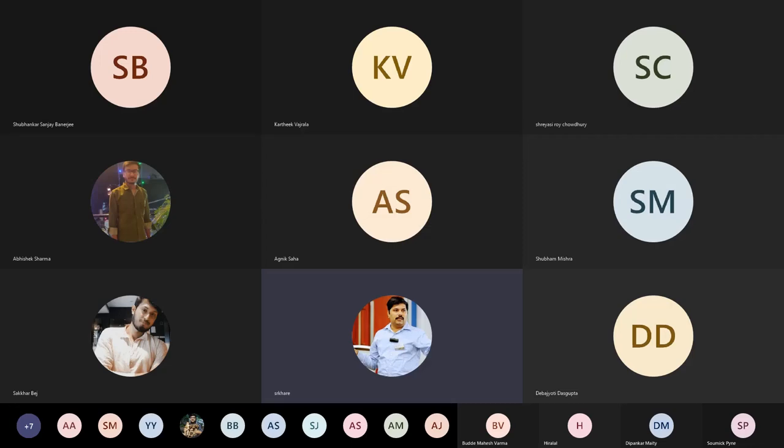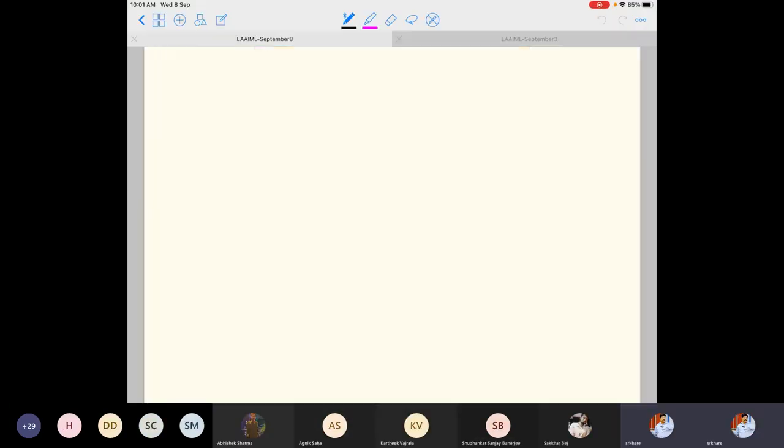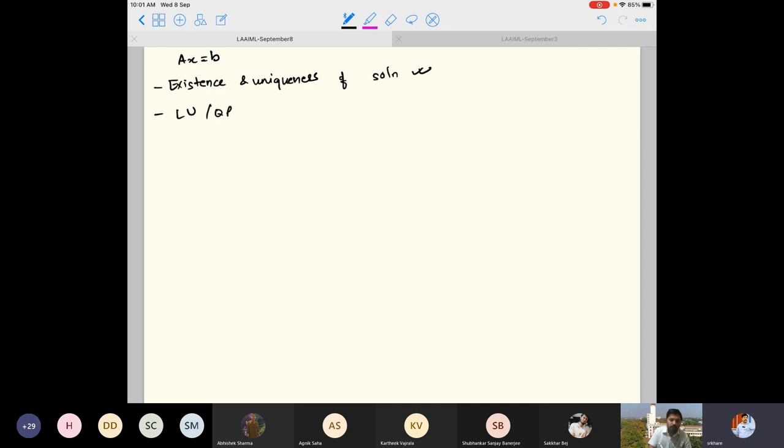So what we have been discussing so far is basically being able to solve the system of linear equations, say Ax is equal to b. Existence, uniqueness, and all that stuff is settled. We saw LU and QR as two methods to compute the solution. Okay, compute x. How do you compute x?